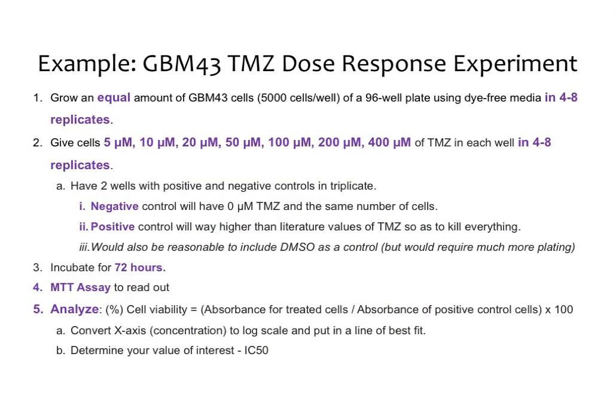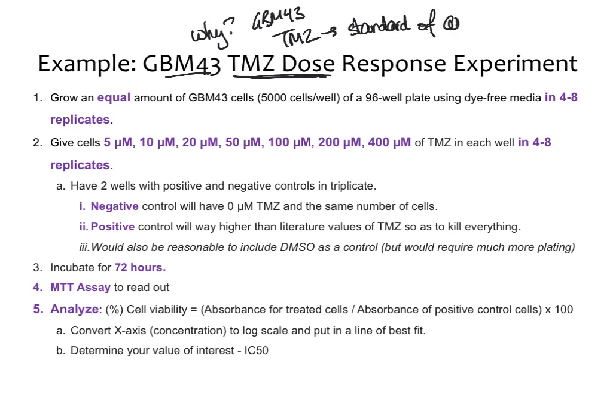So this here is just a quick example of how you might design an experiment. You will see that we've said that we're interested in how GBM43 responds to TMZ. The why for this would be that GBM43 is a really common cell line that we use for glioma research. TMZ is the standard of care drug, so it's the drug that all patients get. And so it's really useful to understand how GBM43 cells respond to TMZ in culture, because it's going to be the base of a lot of our experiments.